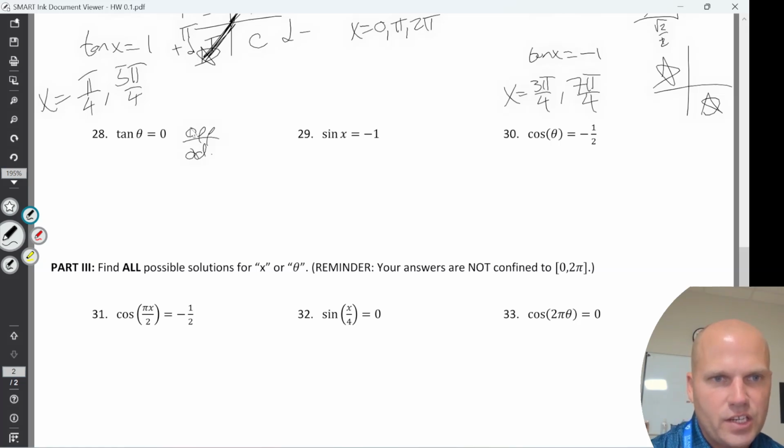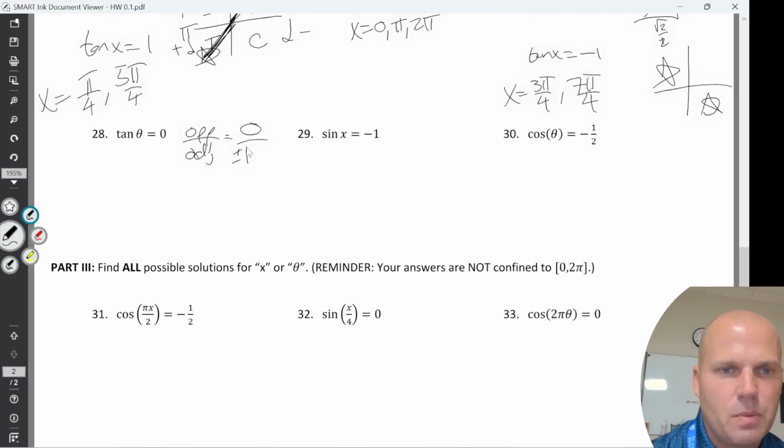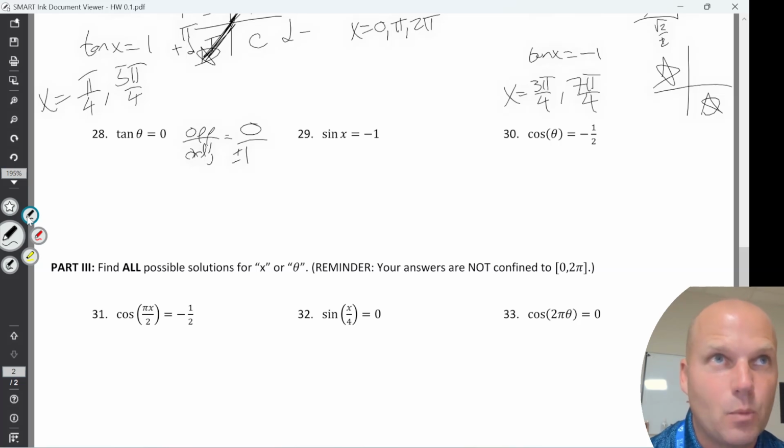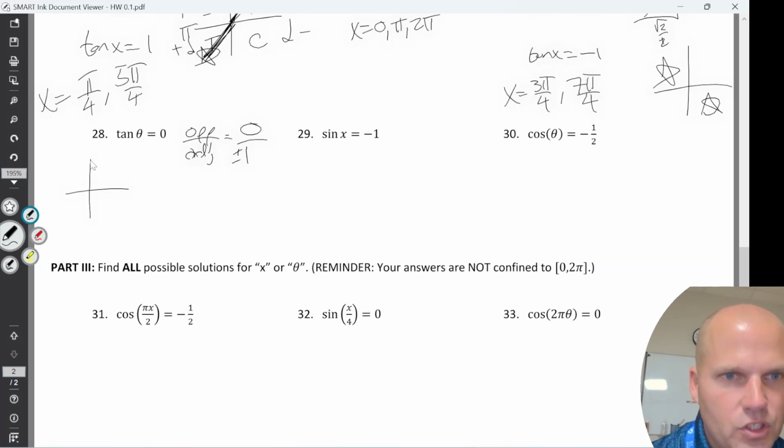Opposite over adjacent. Y over X. Vertical over horizontal. I need that to be 0 and that to be plus or minus 1. Because remember, 0 over 1 equals 0, makes sense. 1 times 0 is 0. So I want the vertical to be 0. I want the horizontal to be 1.